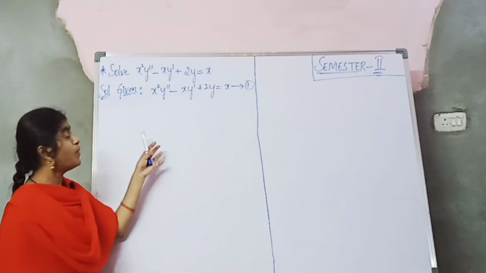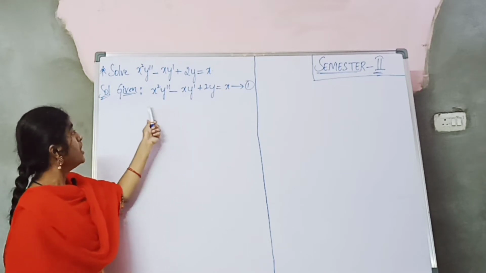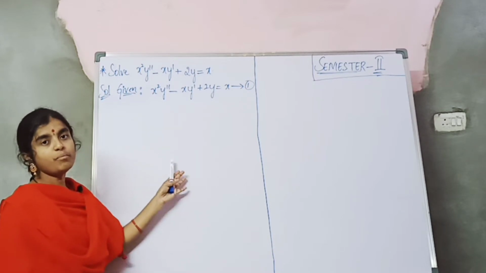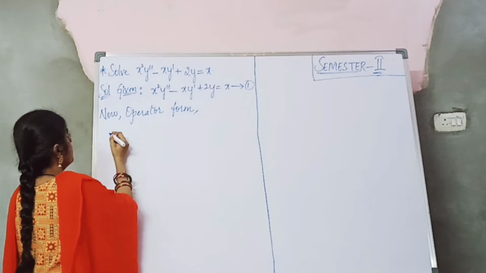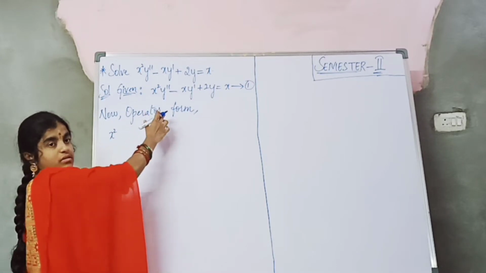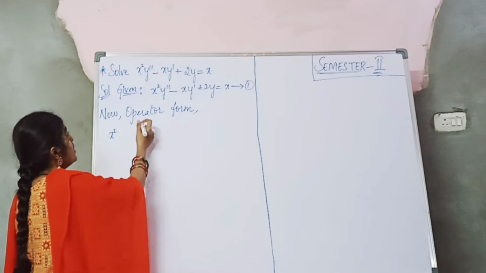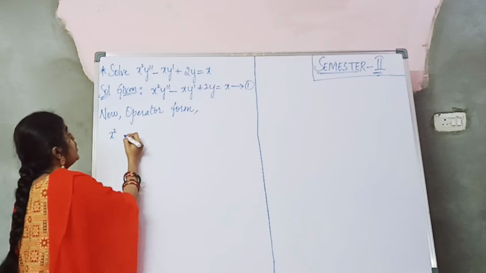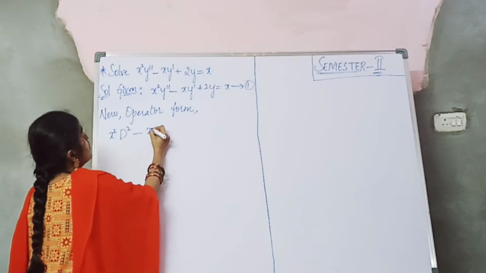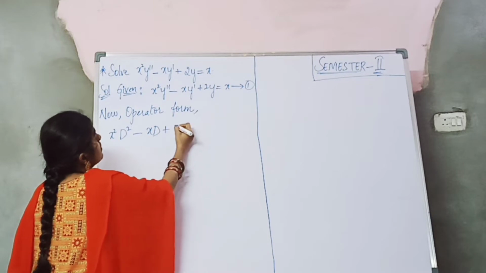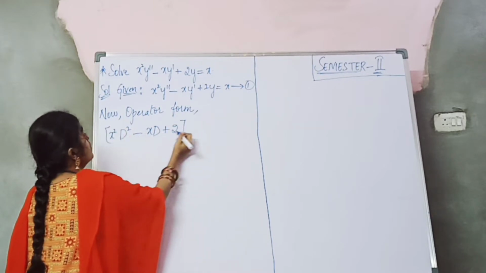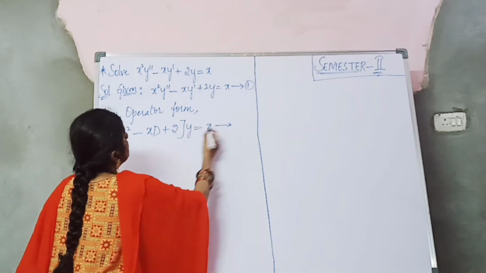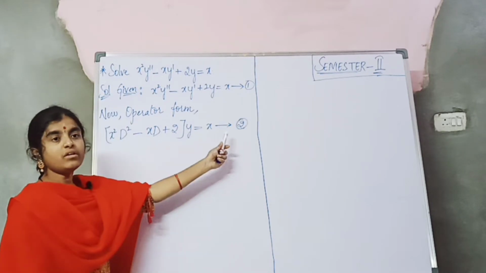Now according to step 1, we write this given equation in operator form, substituting d by dx equals capital D. x square y double dash means x square D square, and x y dash means x D. So x square D square minus x D plus 2, taking y common, equals x. We consider this equation as equation 2.